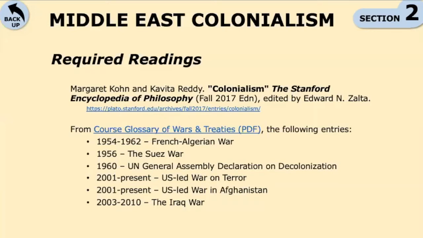But I'm also adding a little bit more from your course glossary of wars and treaties, linked here, available on Course Spaces. I want you to read the following entries that I've written. On the French-Algerian War, on the Suez War, on the UN General Assembly Declaration on Decolonization, on the US-led war on terror, the US-led war in Afghanistan, and the Iraq War. These are the main entries that have to do with colonialism from our glossary of wars and treaties.